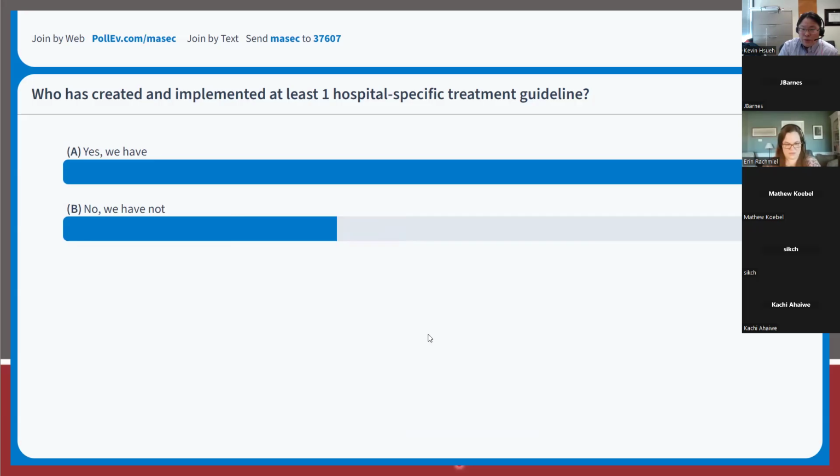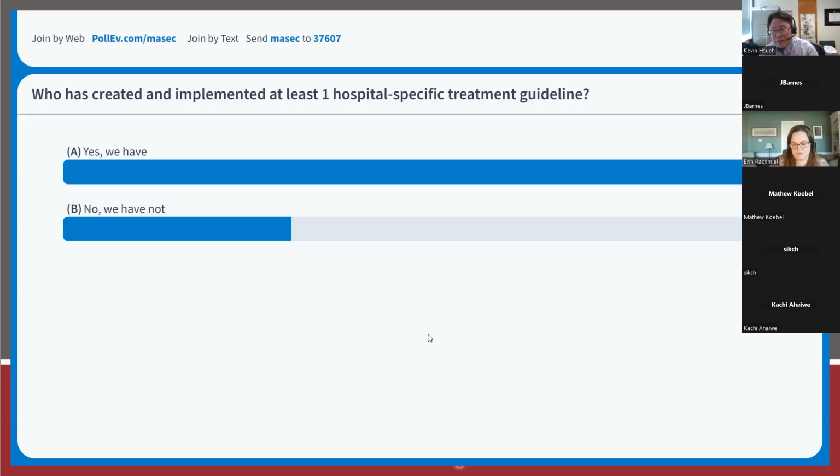All right, still around a quarter, or a little bit more than a quarter, haven't. And by the way, this is not uncommon, especially with non-academic hospitals. It is hard to find the staff or coordinate the development of a hospital-specific treatment guideline, especially the way that people often talk about it, where it needs to be expert-based. You need to have a whole huge group to lead it. That's not always, as we're going to see, necessary, but around a quarter.